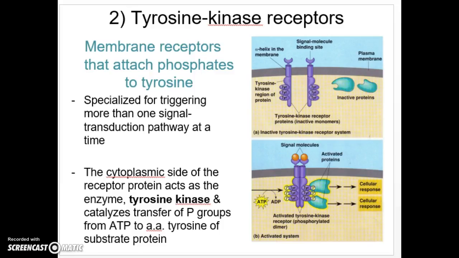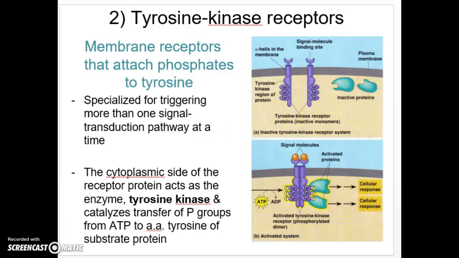The next type of receptor that we find on the cell membrane is a tyrosine kinase receptor. So tyrosine, as you should know, is an amino acid, and so this receptor system is especially effective when the cell needs to trigger several signal transduction pathways and the cellular responses at one time. So for example, with cell growth, that's a time when you need a rapid response that gets amplified. And that's what it's talking about here in this step. It's specialized for triggering more than one signal transduction pathway at one time.